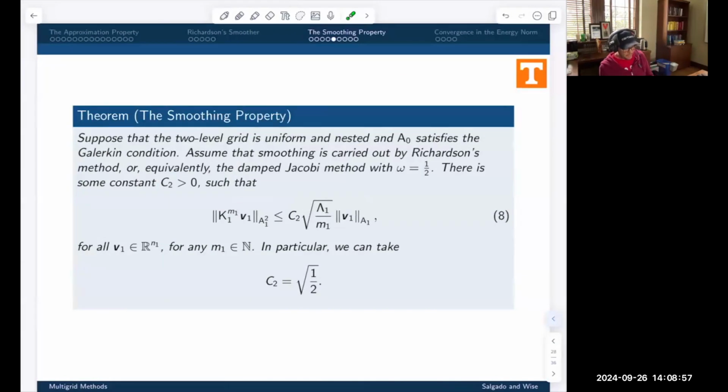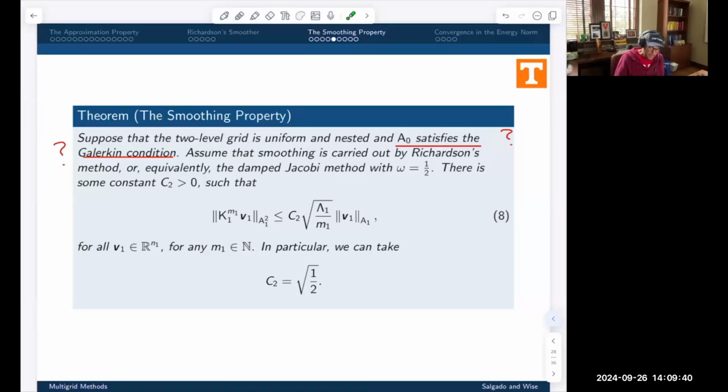I only have time now to state the smoothing property. We don't have time to prove it, although the proof is actually a lot easier than the proof of the approximation property. Let's suppose that we're on a uniform and nested two-level grid. Suppose that A0 satisfies the Galerkin condition, although I may need to come back and check. I don't think I actually need this, so let me put a question mark beside that. Do I need that? When I reviewed the proof before class, I don't remember actually using that fact.